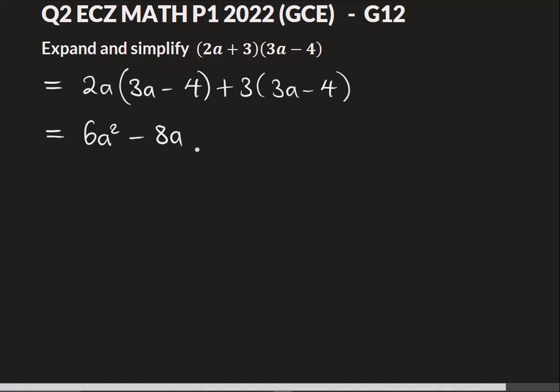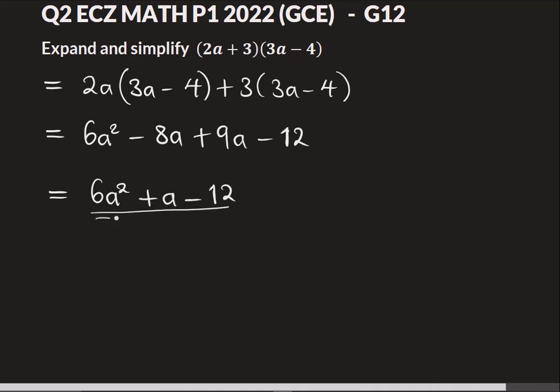Then we have our variable. 3 multiplied by 3a, that's 9a. 3 multiplied by negative 4, that's negative 12. Then remember, we were told to simplify. This is the correct answer, but it's just not simplified because we have 2 terms that have a common a. So we can simplify. This is our required solution.